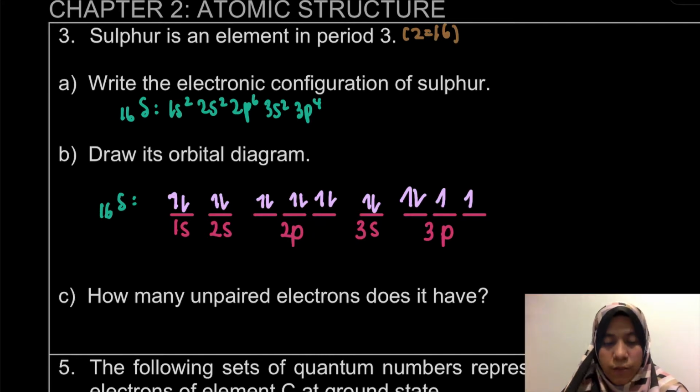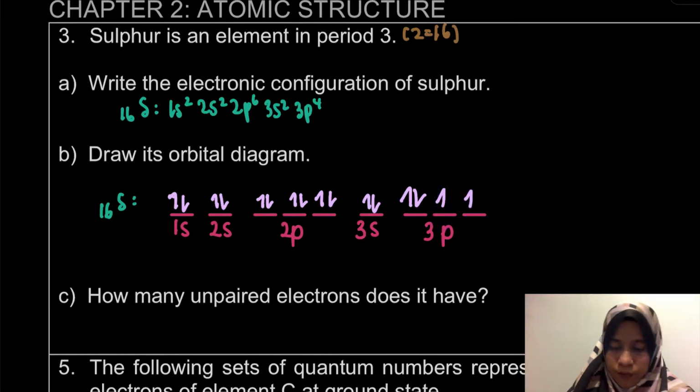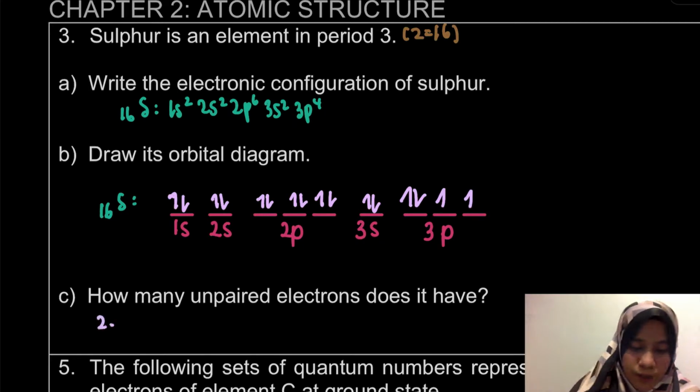Next question. How many unpaired electrons does it have? So we look based on the orbital diagram, how many electrons are single. So this one is already paired, and these are all paired up. This one too. Okay, this one we only have 1, 2. So how many unpaired electrons? There are 2 unpaired electrons.